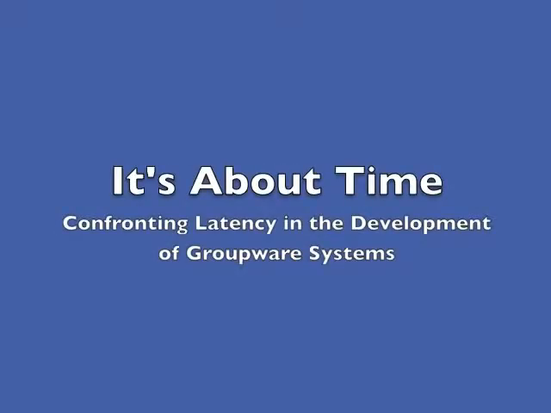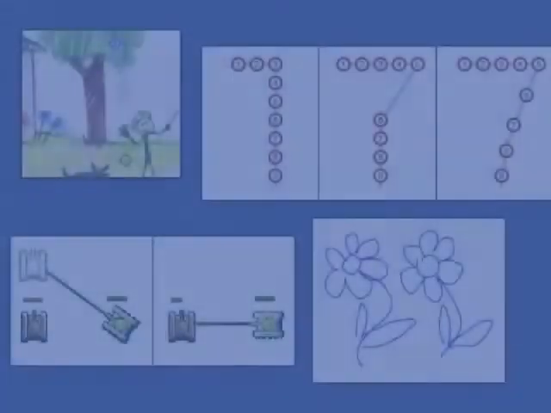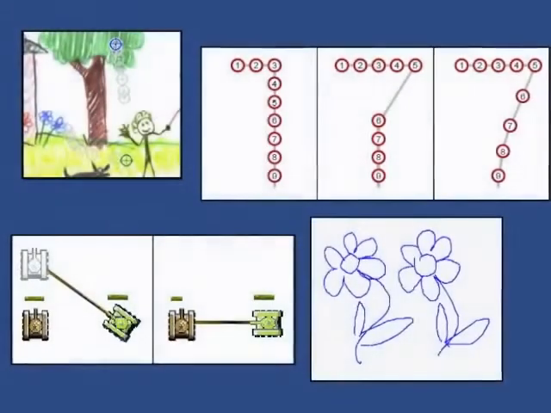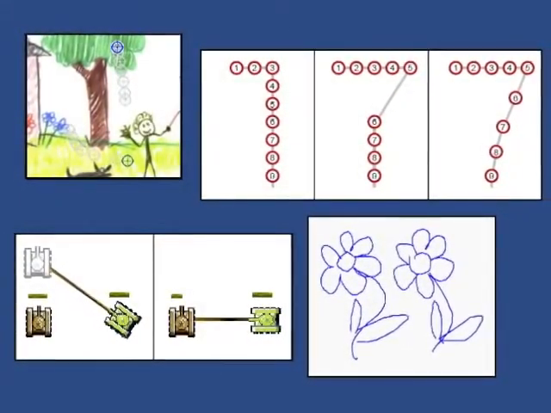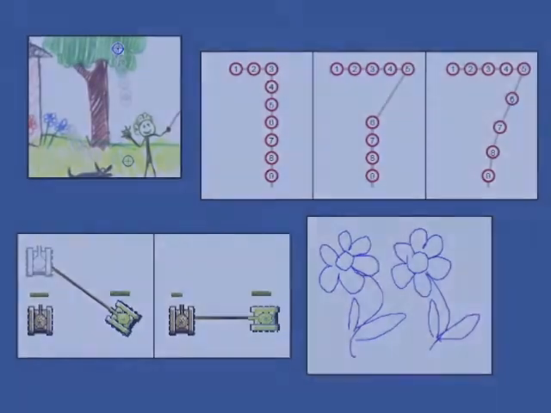In our paper, we present a novel technique for groupware systems which takes time and latency into account. In the paper, we describe a number of examples which use this technique. The video shows 4 of these examples, which have been implemented using the Janus toolkit.